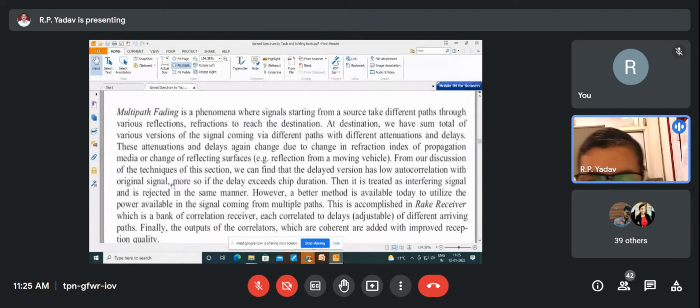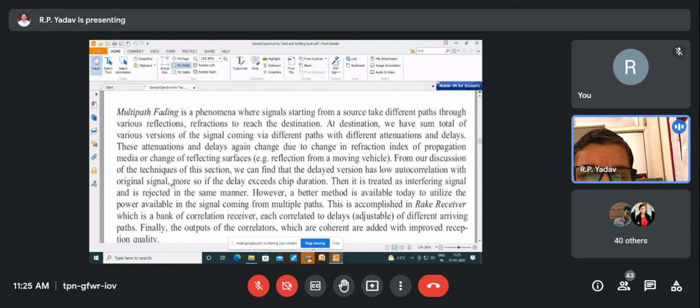So if the delay is more, the autocorrelation will be poor. And the whole spread spectrum recovery is based upon the autocorrelation or cross correlation concept. So that's a big issue here. More so, if the delay exceeds the chip duration, if the delay is so much that it exceeds one chip duration, then it is treated as an interfering signal and is rejected in the same manner. So that will be considered rejected.